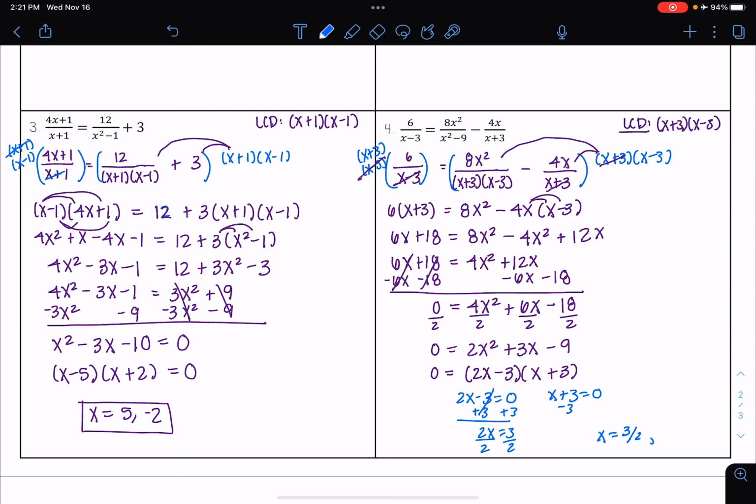And when you solve this one, you get -3. However, when I plug these in, 3/2, I don't have any problems. However, when I plug in -3 into this 4x over x plus 3, I get a 0 in the denominator, because 4x over -3 plus 3 gets me 4x over 0, which I can't have. And so that means that my only solution for this one is x is equal to 3/2. This -3 is my extraneous solution.